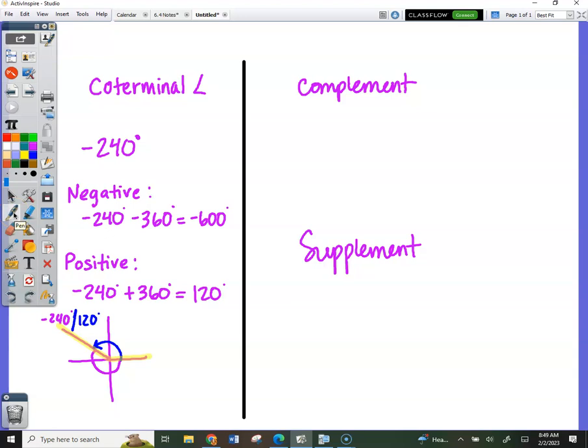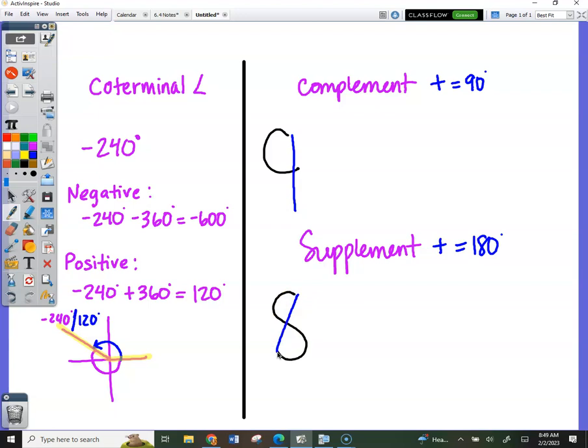Complement and supplement, a little different here. Complement means what adds with it to equal 90. Supplement means what adds with it to equal 180. I told you a corny way to remember the difference between the two. It involved the letter C and the letter S that they start with. You can make a C into a 9, you can make an S into an 8, and that was how you were supposed to remember.